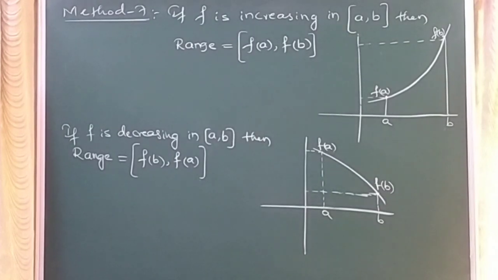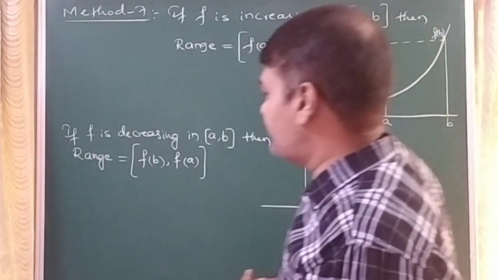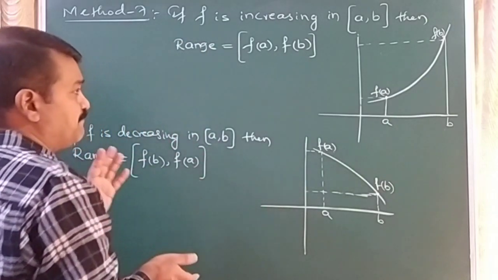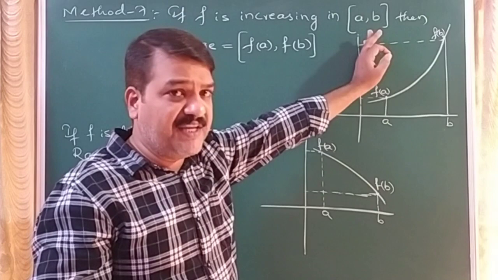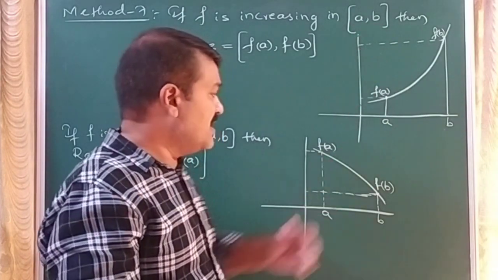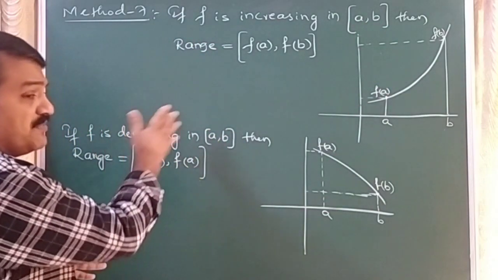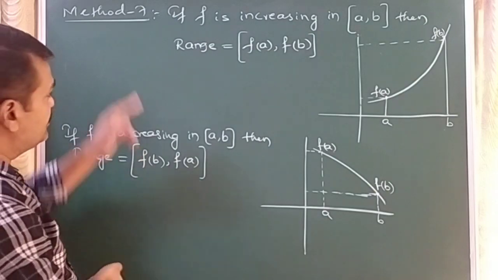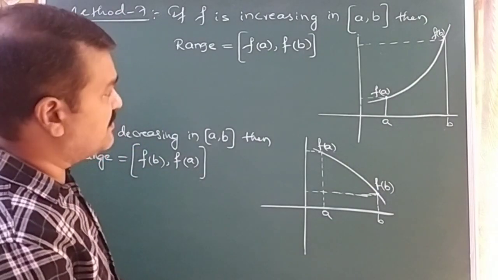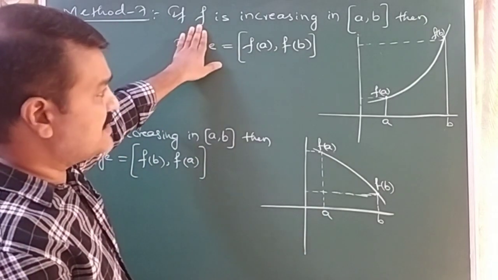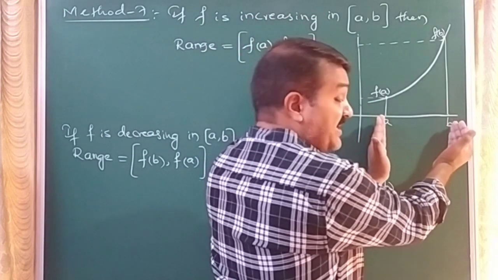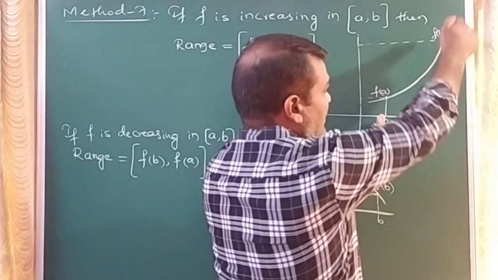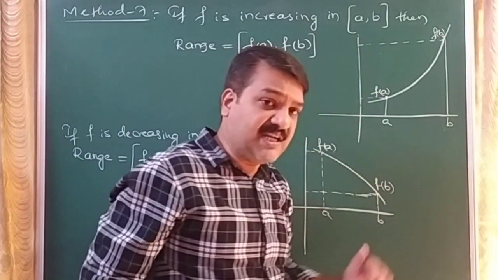So let us find the range of the function whenever the function is completely increasing in a particular interval a comma b, or completely decreasing in a particular interval a comma b. So this is method 7 to find the range of the function. So let us consider this part. F is increasing between a and b. F is increasing function as we have shown in the graph.